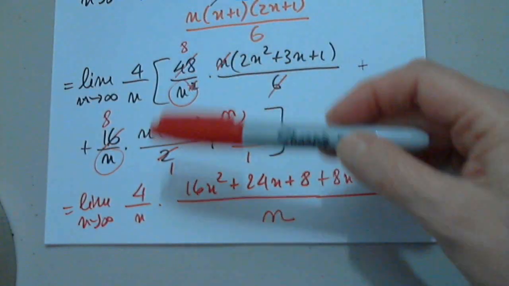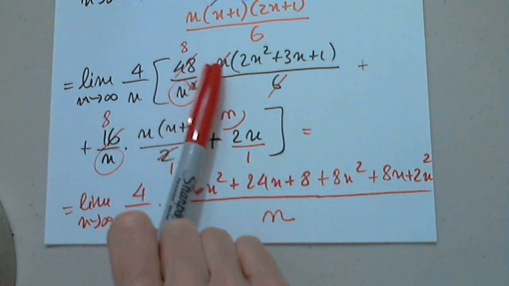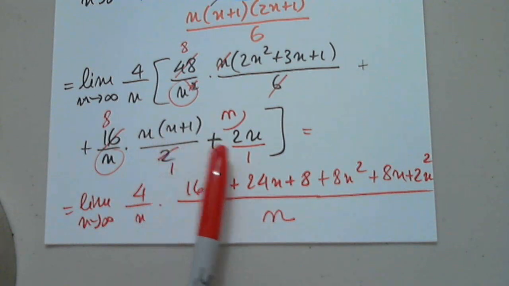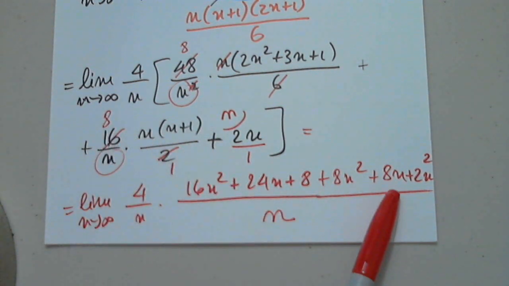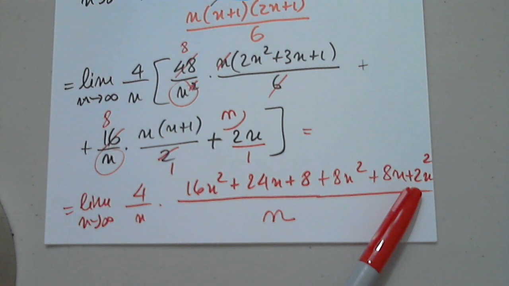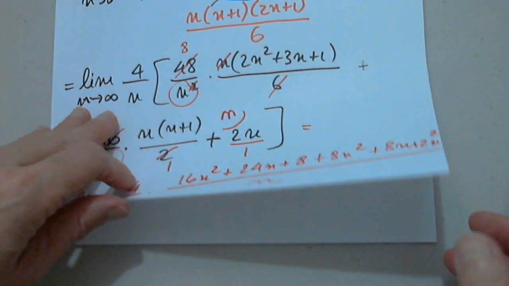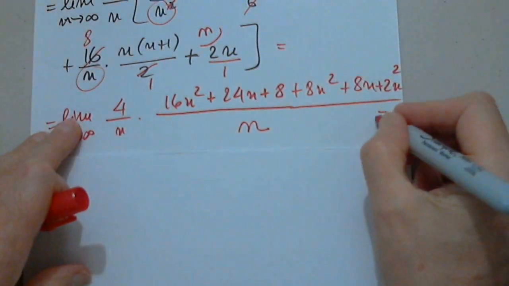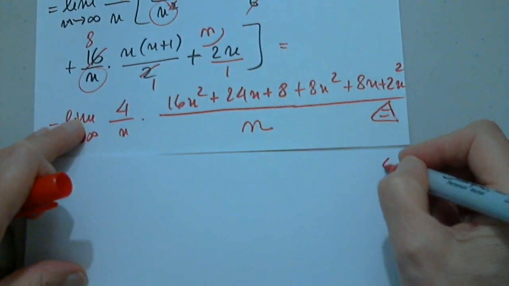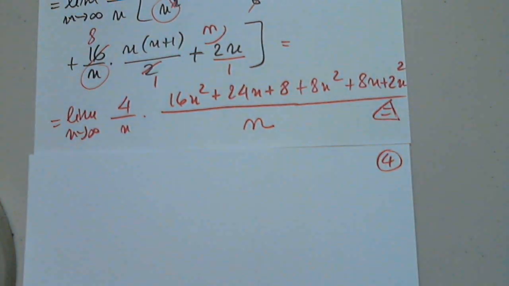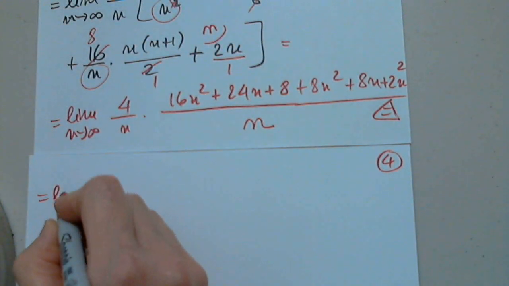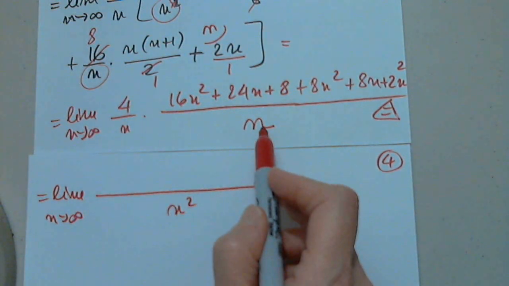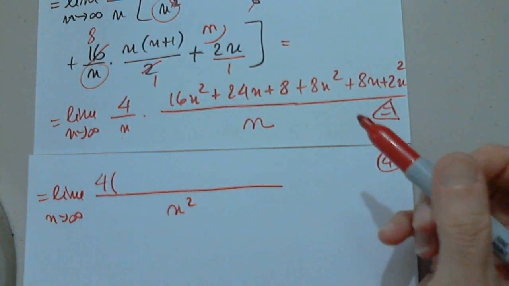So let's go through these one more time just to make sure I didn't forget anything. So 16, 24, and 8, that's correct. 8n times n, 8n squared. 8n times 1 is 8n, and 2n times n is 2n squared. Again, just algebra now. Combine like terms, multiply. So I'm going to put a triangle here, and I'm on page 4. Stop me if you have questions, please. So limit as n approaches infinity, n squared now, 4, and let's see.